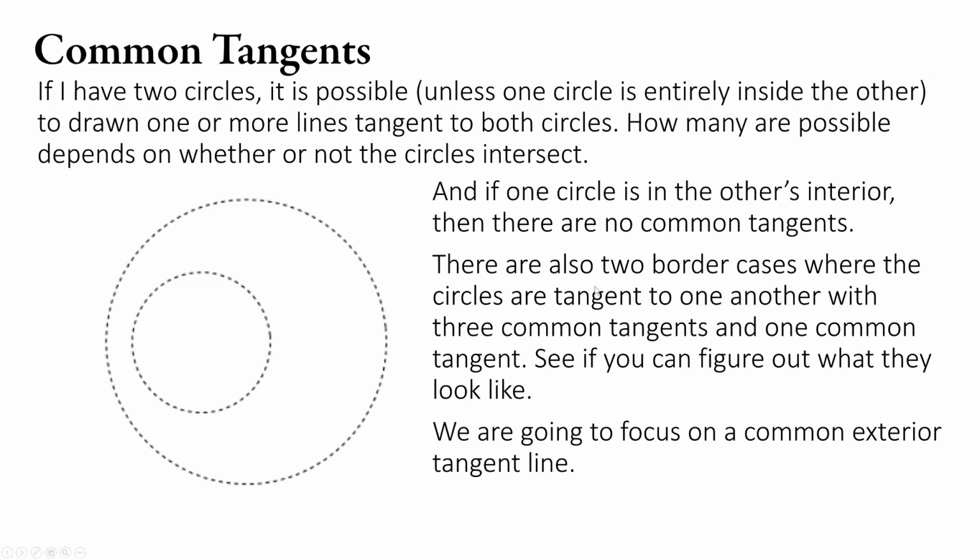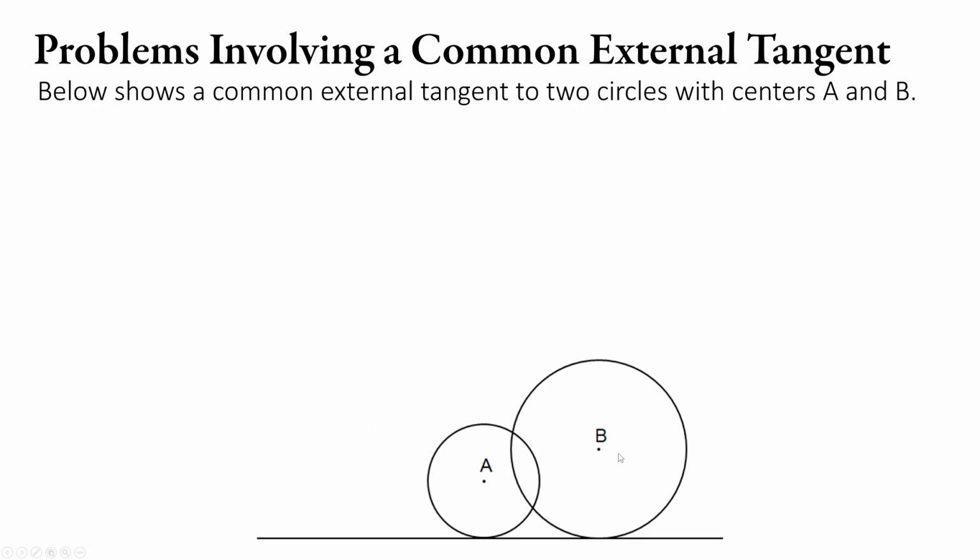We're going to focus on problems that use a common exterior tangent line. So here's a picture of a common external tangent to two circles. The circles have centers A and B. And again, remember my advice that when you do tangent line problems, it's good to make the tangent line horizontal and put the circles on top of it so it looks like wheels sitting on a road. It helps visualize correctly how the tangent lines interact with the radii.